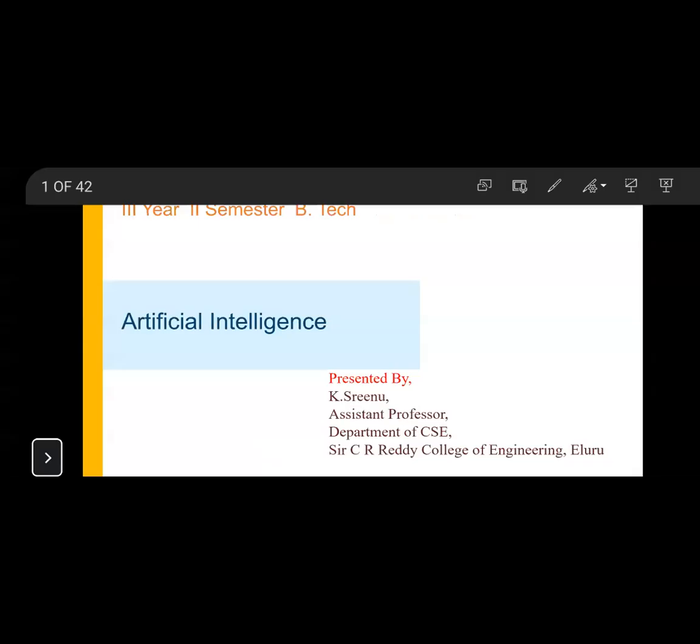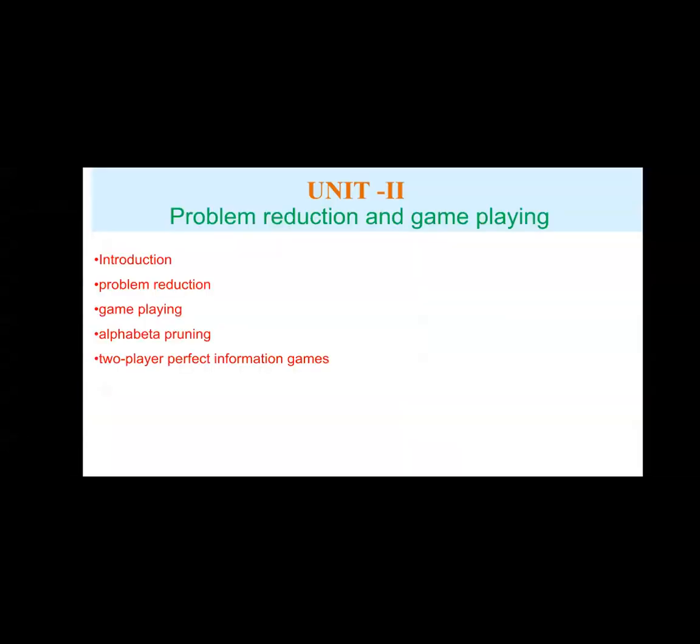Good morning to students. The second part in topic 3: problem reduction and gameplay. This is a very important topic. Introduction to problem reduction, gameplay, alpha-beta pruning, two-player perfect information game.